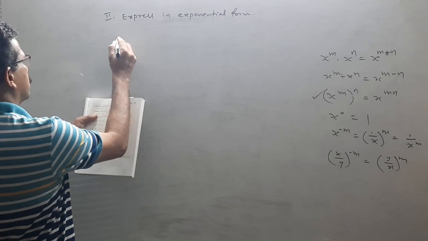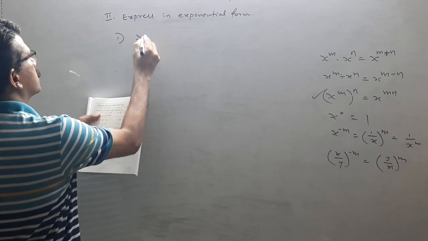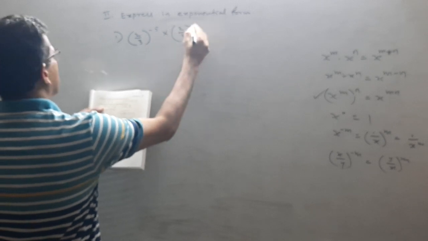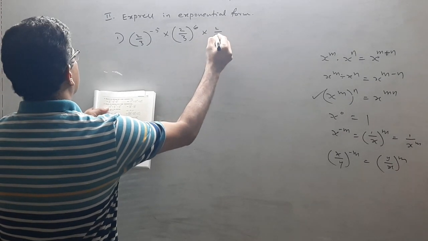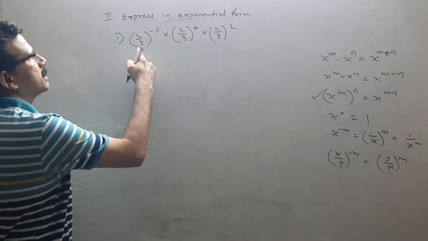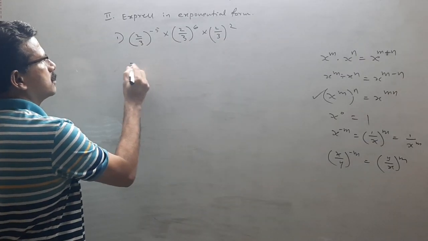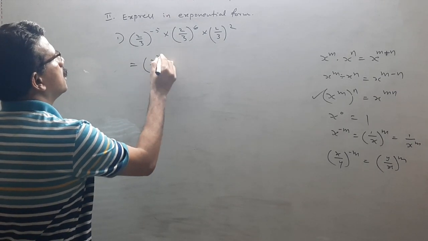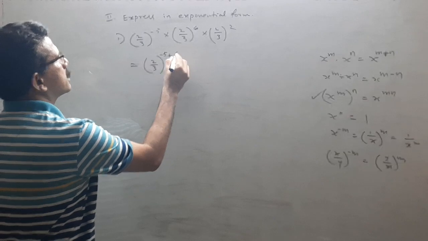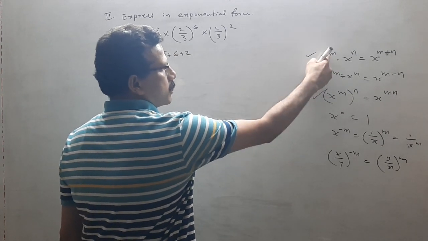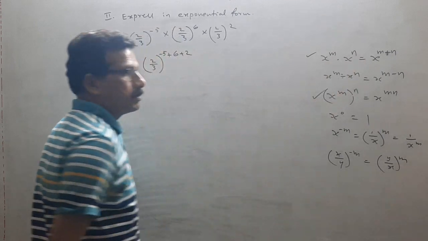First part: (2 by 3) to the power minus 5 into (2 by 3) to the power 6 into (2 by 3) to the power 2. Everything is in 2 by 3, base 2 by 3. So simply powers will be added: 2 by 3 to the power minus 5 plus 6 plus 2. Which rule? First rule: x to the power m into x to the power n equal to x to the power m plus n.